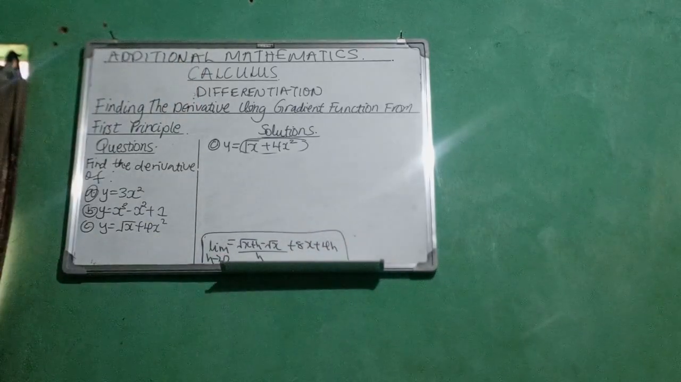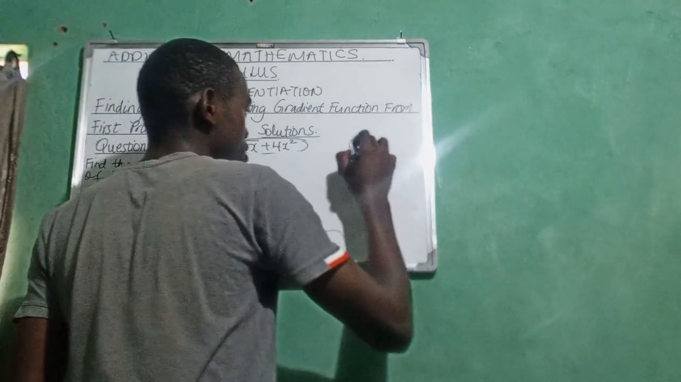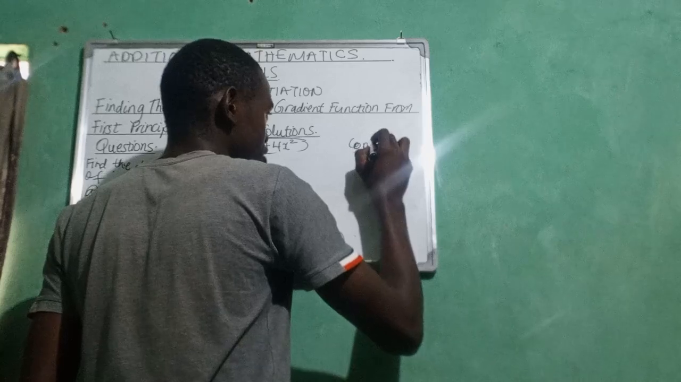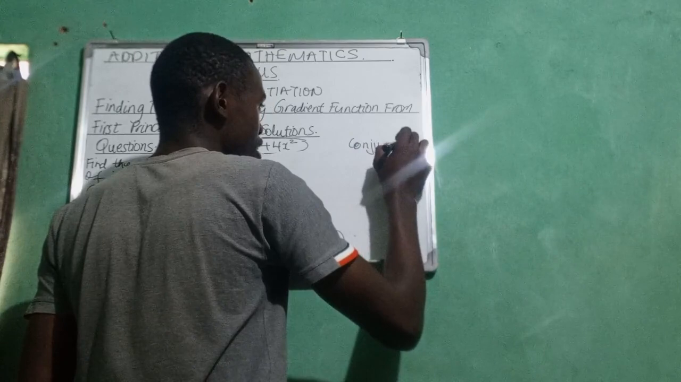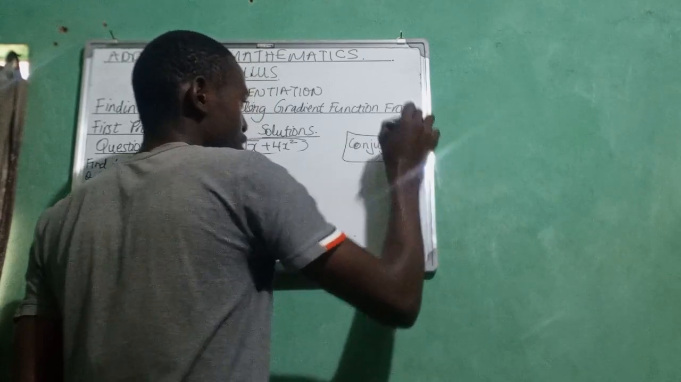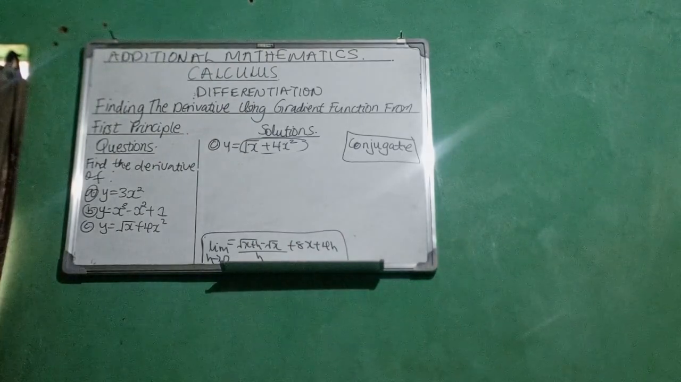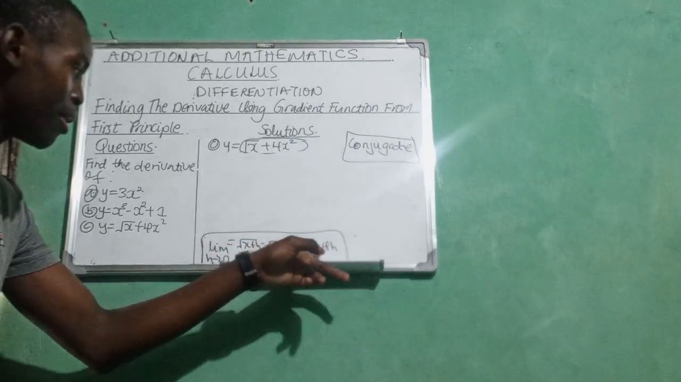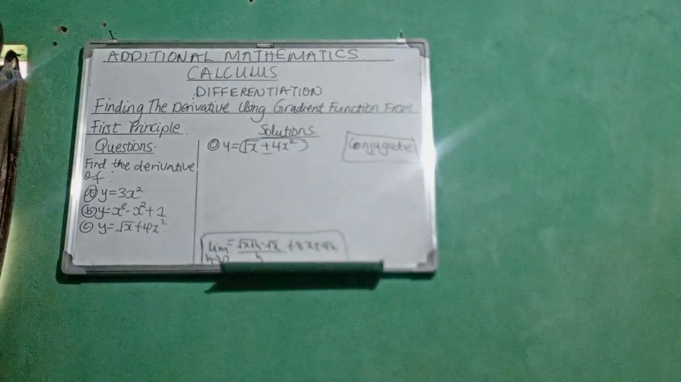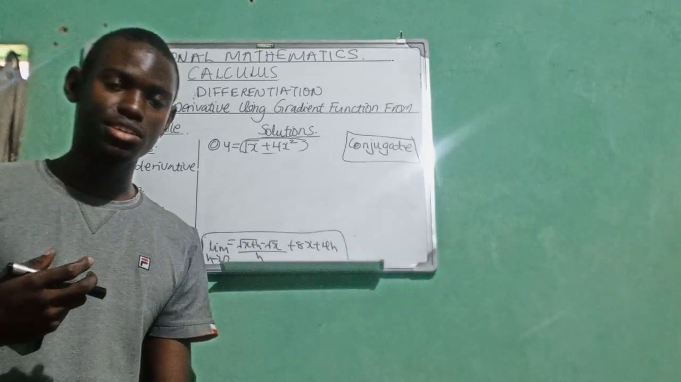There is something very important to note: something we call conjugate. In this question, which is a special question, we are going to conjugate. We have square root of x plus h minus square root of x divided by h, plus 8x plus 4h. This question requires us to conjugate.